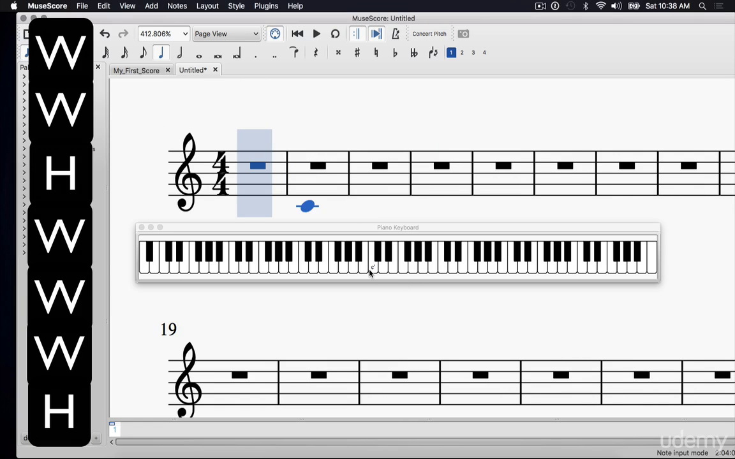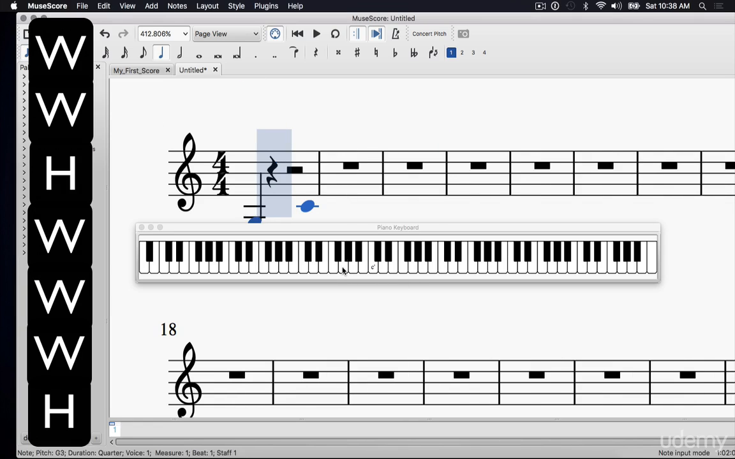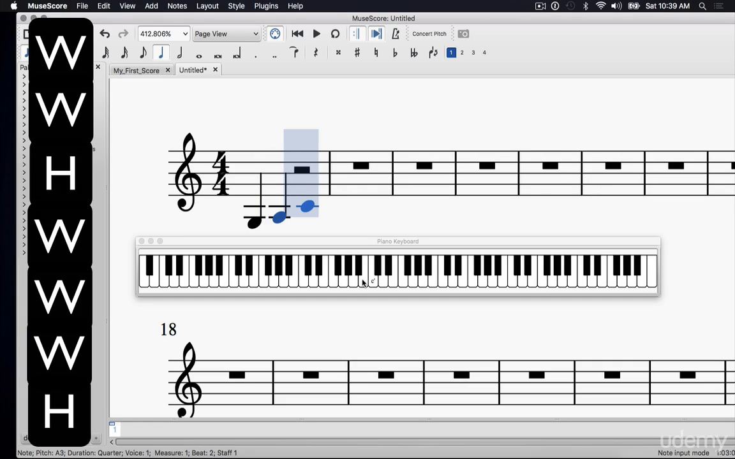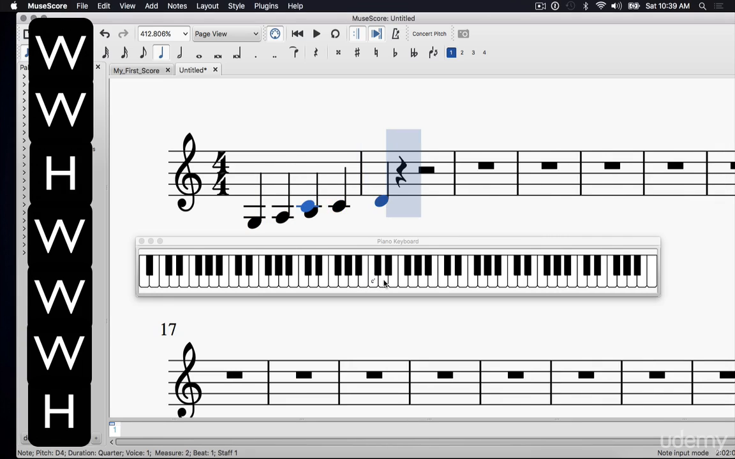Let's try G. Okay, so here's a G. Let's move down just a little bit here. Okay, so this is a G, so let's just do our pattern. Whole step, half step, whole step, whole step.